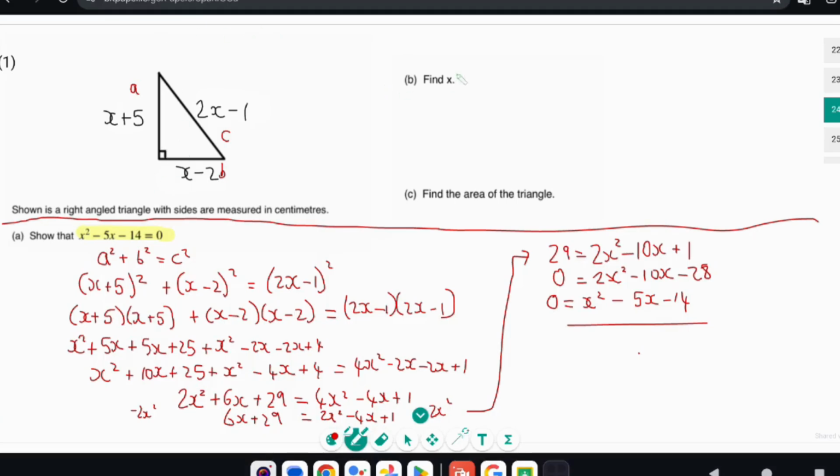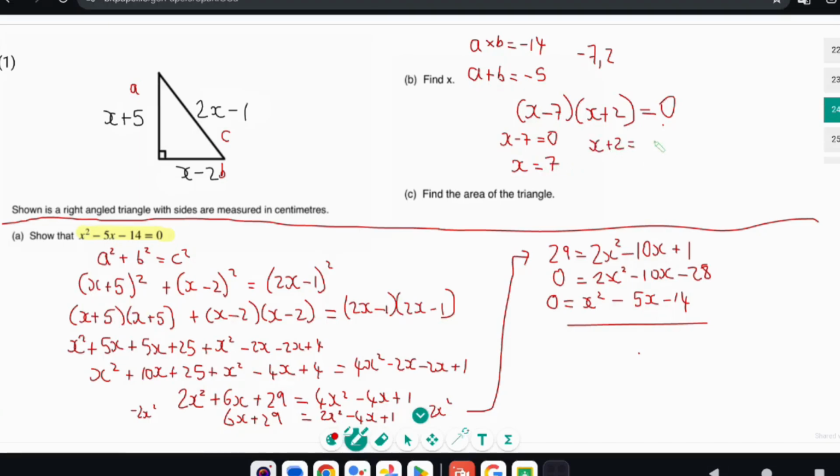Find x. We have a quadratic equation. Coefficient of x squared is 1. So a times b is negative 14. A plus b is negative 5. So that would give us minus 7 and 2. So we have x minus 7 in one bracket, x plus 2 in the other bracket. Either x minus 7 is equal to 0, in which case we add 7 to both sides, give x is 7, or x plus 2 equals 0. Take 2 off both sides, x is negative 2.